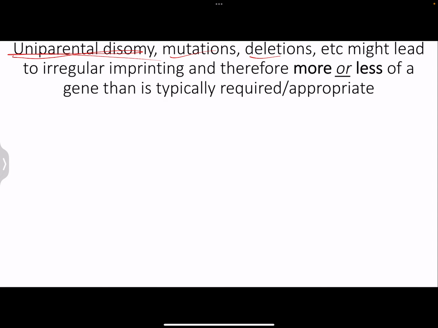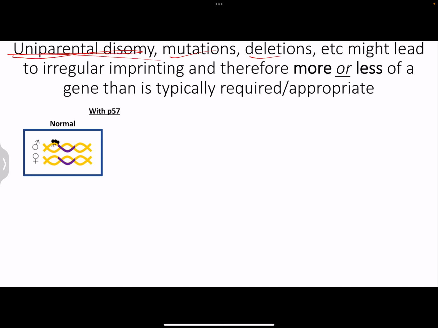And if this occurs, imprinting typically is we're going to have mom version off and dad version on, or dad version off and mom version on. But if I have this uniparental disomy, I might have too much, both versions on, or both versions off. So let's look at the P57. Dad's is off, mom's is on, and it might turn out that just one dose of P57 is ideal or standard, at least as the baby is an adult.